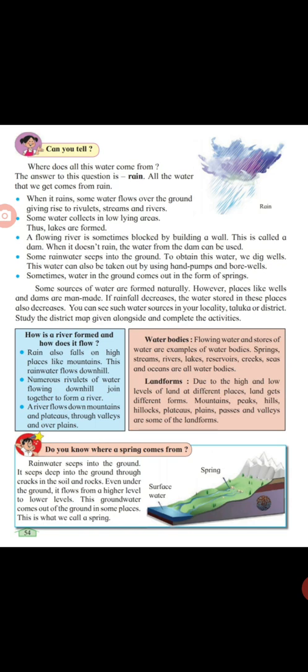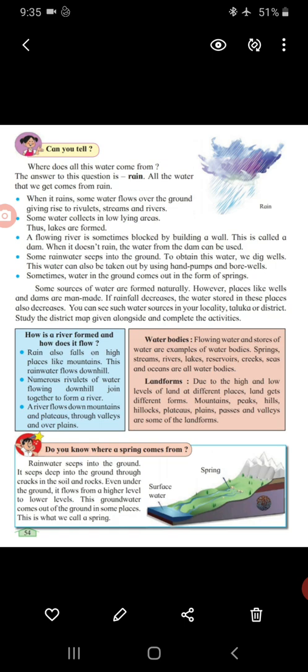Now the next part: do you know where a spring comes from? Rainwater seeps into the ground. It sinks deep through cracks in the soil and rocks, flowing from a higher level to a lower level. This groundwater comes out of the ground in some places. This is what we call a spring.